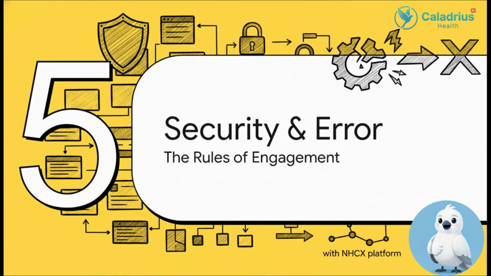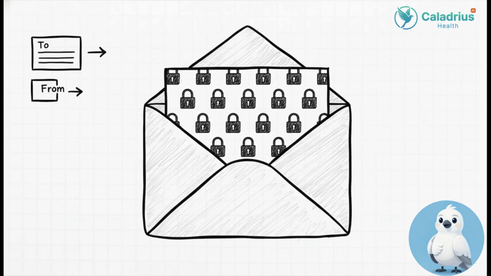Now let's cover the strict protocols for security. We will also look at how the system handles errors. These are the defined rules of engagement for the network. NHCX security uses a 2-layer model. Think of an envelope and a letter. The routing data on the envelope is unencrypted, but the claim data inside the letter is encrypted. Only the final recipient can actually read it.